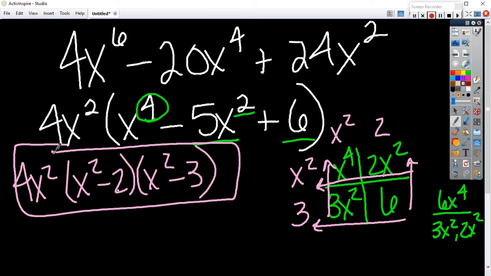Y'all want to do one more? Yeah, let's do one on our own and see if we can get it. So is it just the same thing as the old one? I think I can figure this out.